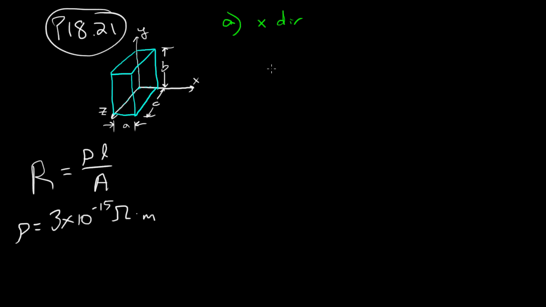Part A says, what is the resistance in the x direction. So resistance is the resistivity times L. In this case, L is A, right? That's the length for part A. And then the area is B times C. It's the height times the width. So it's B times C.